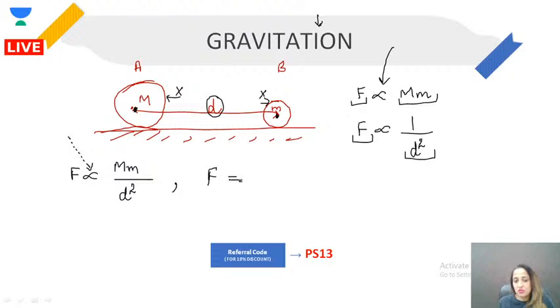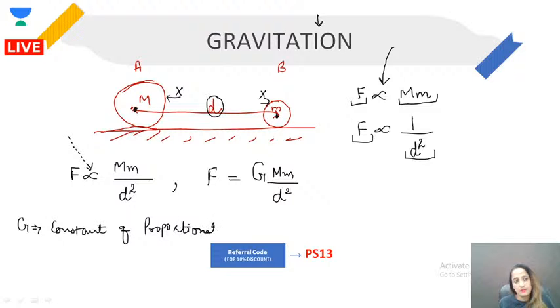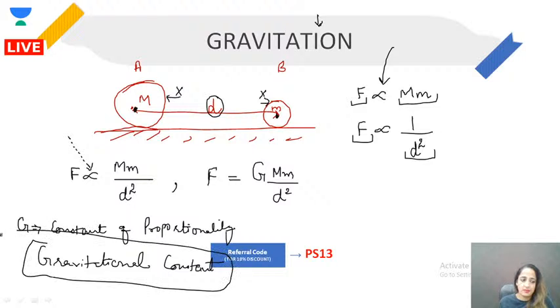So with the constant of proportionality, F is equal to G m1 m2 upon d square. So what is this G? G is the constant of proportionality, and we call it the gravitational constant. That is our gravitational constant.